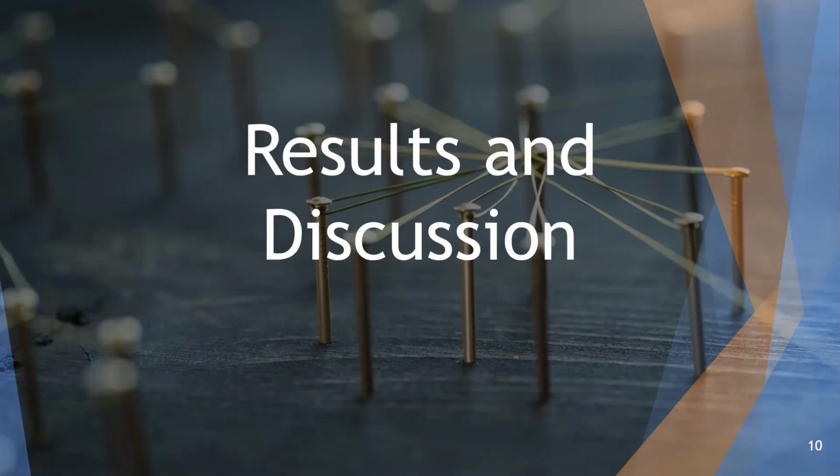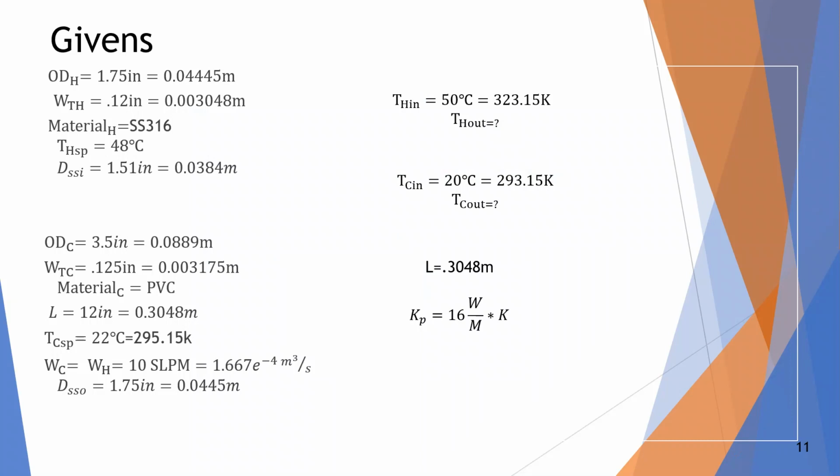Next, we will have results and discussion. Here we have our givens. We have separated them out, with the hot side at the top and the cold side at the bottom, and we can begin our problem.